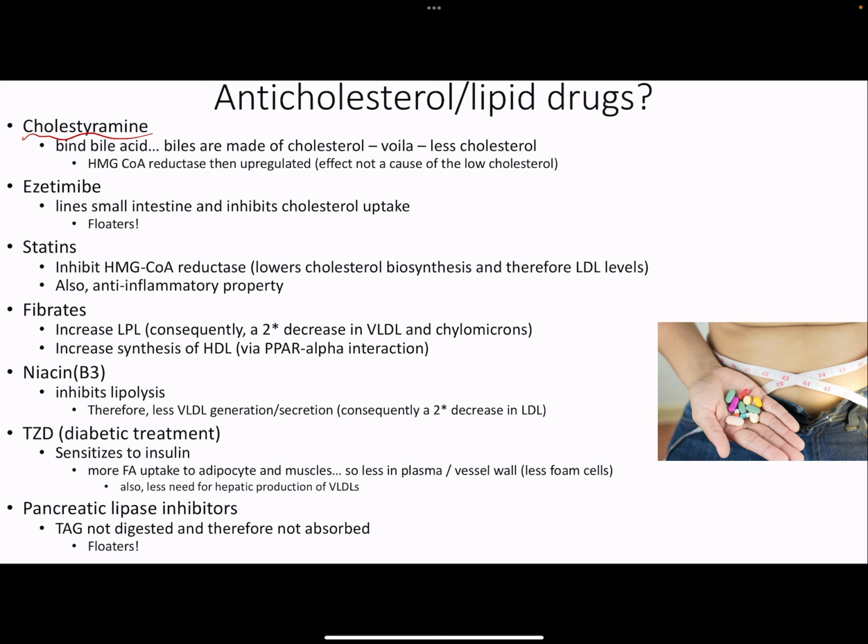We already talked about this one. Cholestyramine binds bile acids. It sequesters them. I forget the number, but 5%, 20%, some percent is reabsorbed. Here we're preventing the reabsorption. This is going to bind to them, and we're going to poop more of it out.